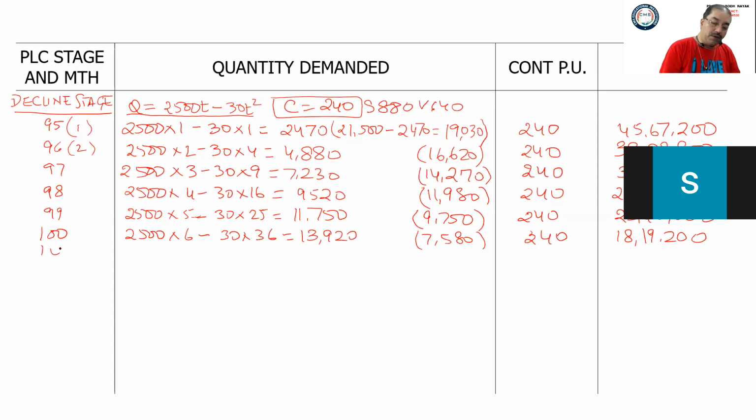Month number 101. 2,500 into 7 minus 30 into 49. 16,030. 5,470 into 240. 13,12,800.